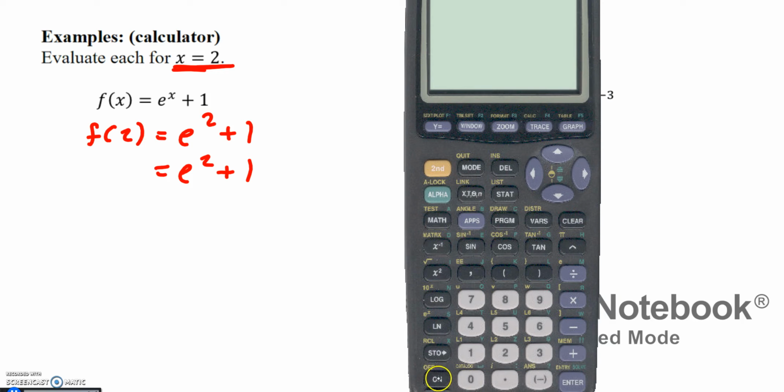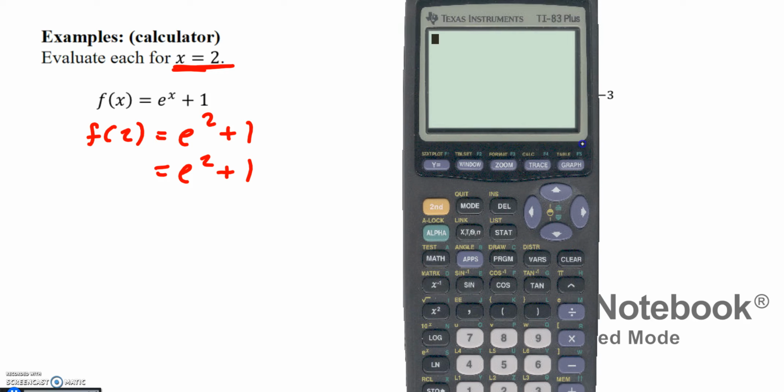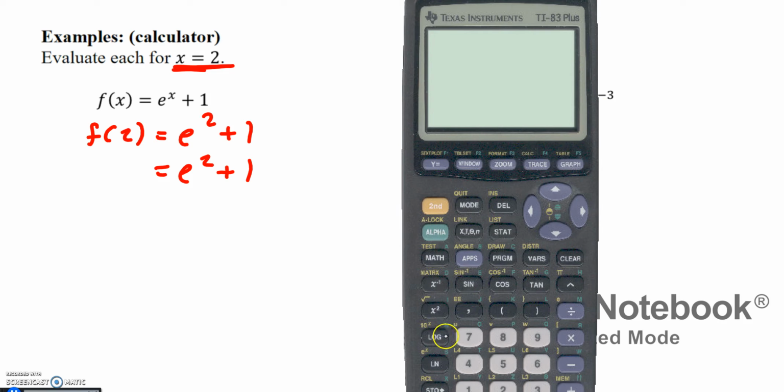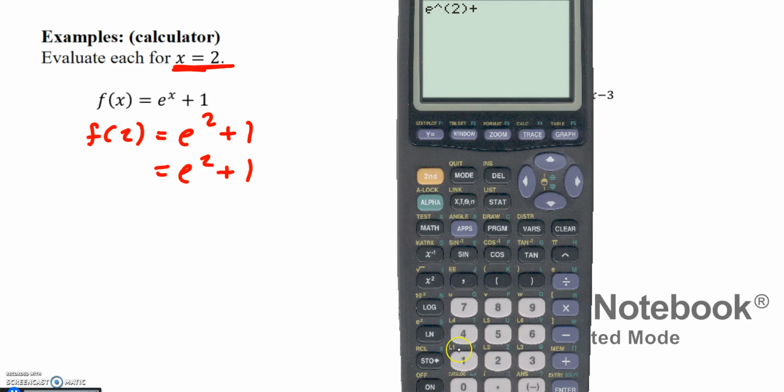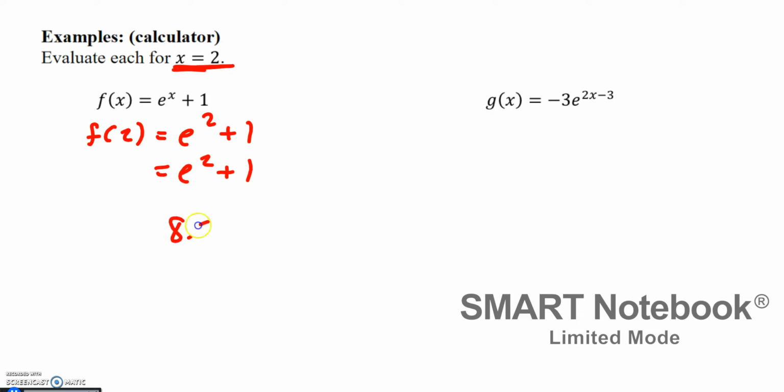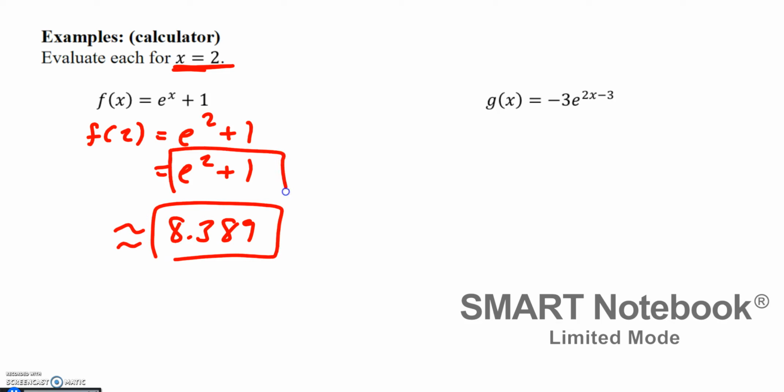So if we turn this on, if we would like to type in e squared, right above the ln button, there's an e to the x. So you'd press second ln, type in 2, close the parenthesis, plus 1, and your answer as a decimal would be about 8.389. I'm going to put about because we rounded. You can also keep your answer exact. That's perfectly fine on a test as well, but this is just to help use your calculator.